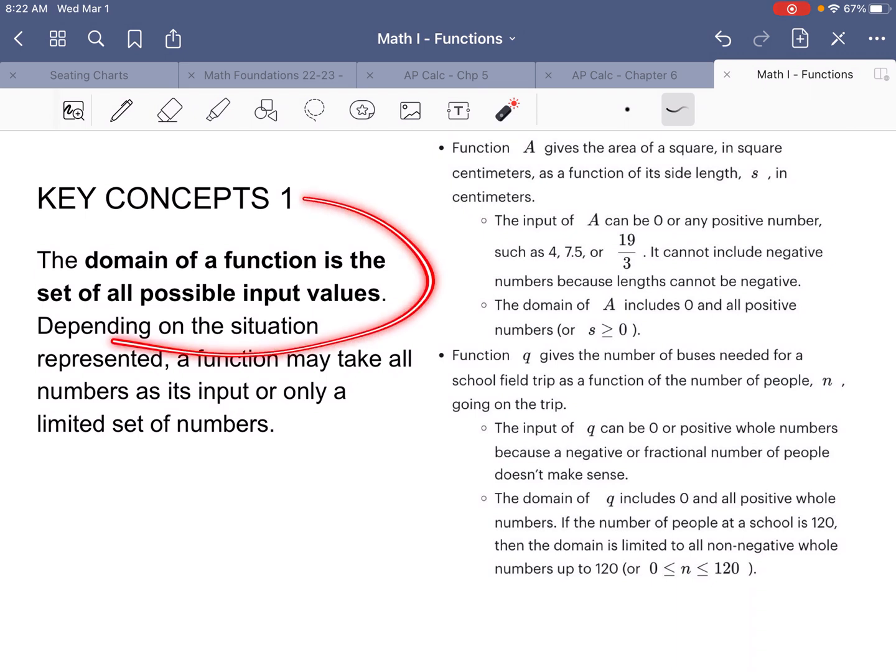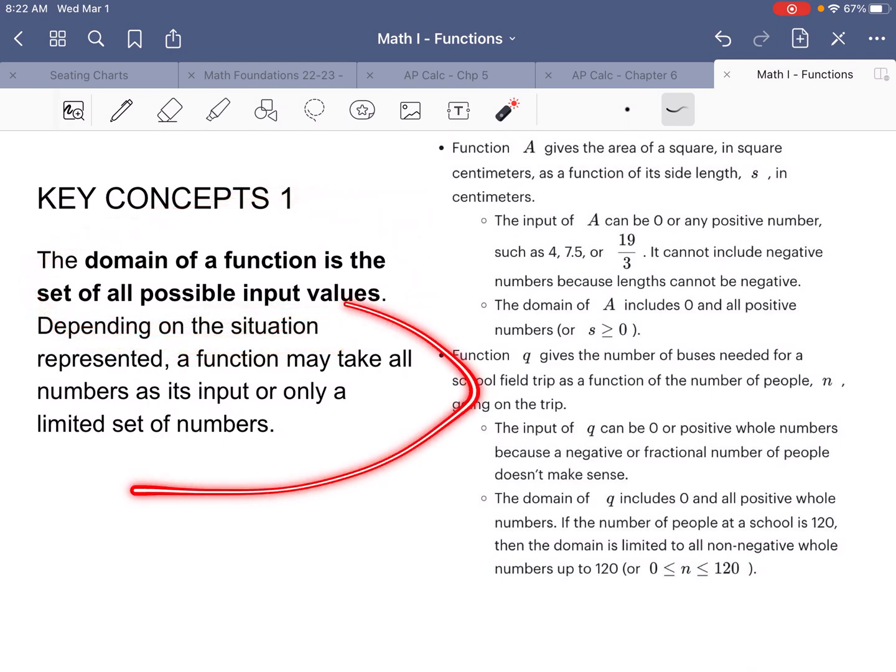So the domain of a function is the set of all possible input values. Depending on the situation represented, a function may take all numbers as its input or only a limited set of numbers. So let's look at some examples. Function A gives the area of a square in square centimeters as a function of its side length, s, in centimeters. The output of A can be 0 or any positive number. You can't have a negative area.